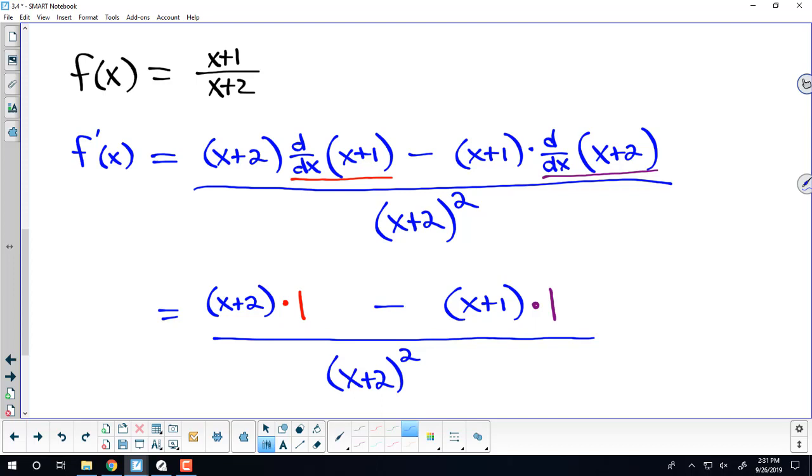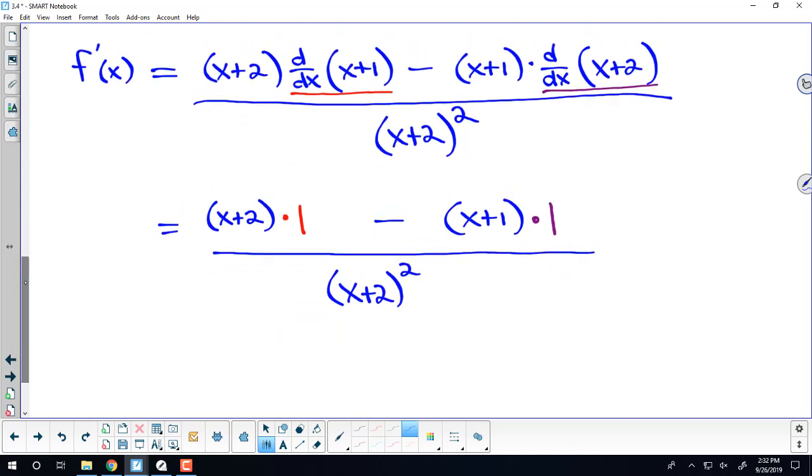So we can simplify this. It's pretty straightforward to simplify the numerator. Does anyone have any questions on that? The application of the quotient rule? Okay.